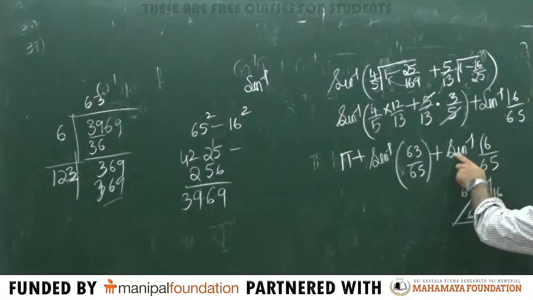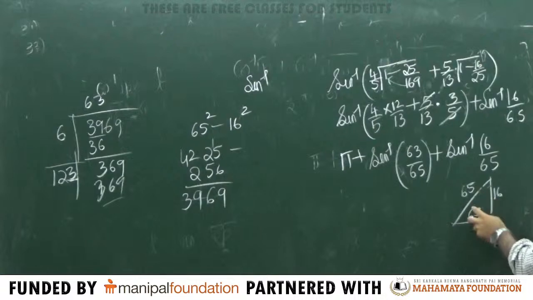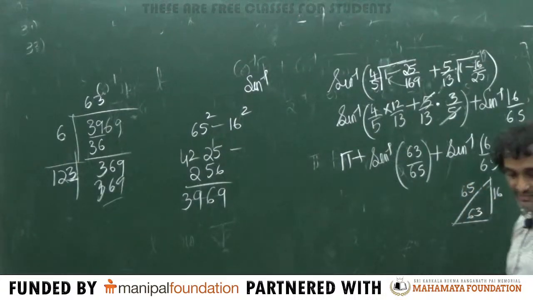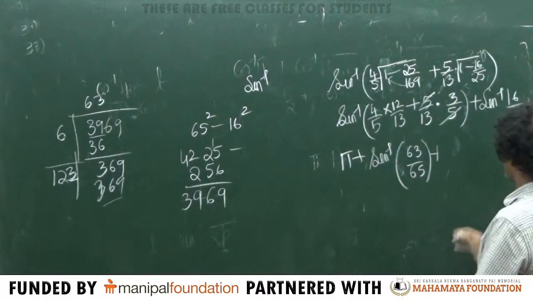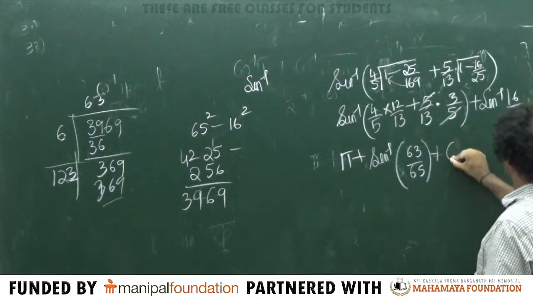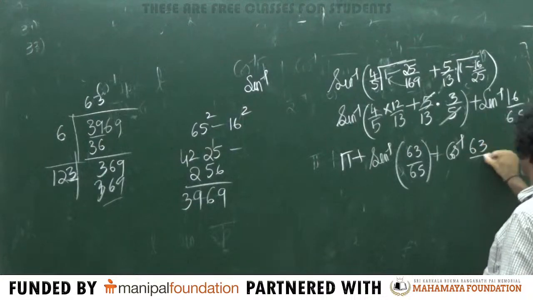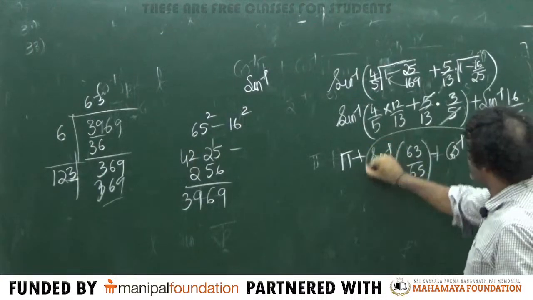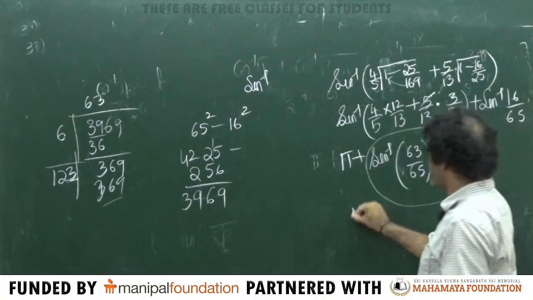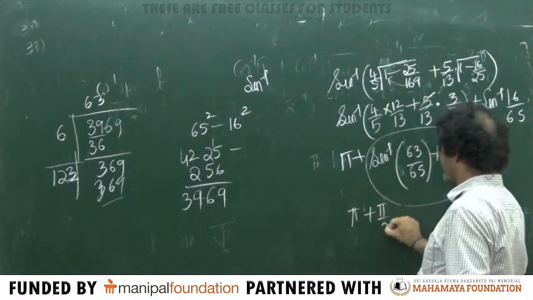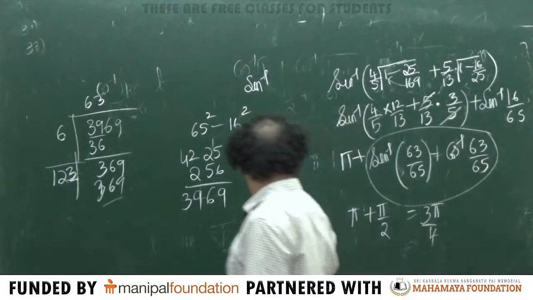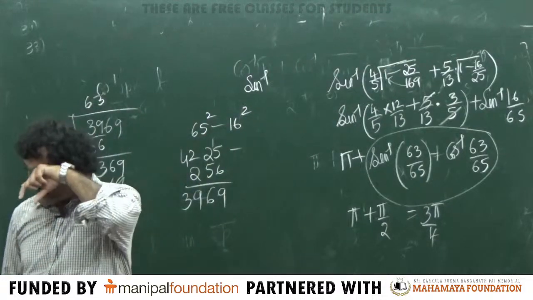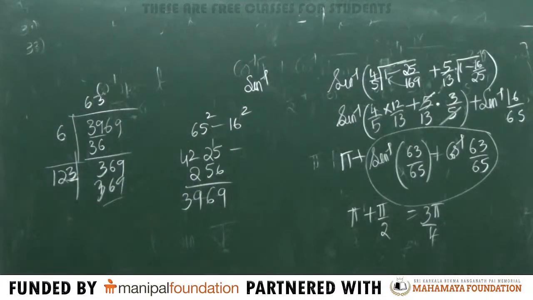So instead of sine inverse 16 by 65, can I write it as cos inverse adjacent by hypotenuse, 63 by 65? Are you getting it? No need of writing sine inverse. Here it comes cos inverse 63 by 65. Is the 2 summing up to pi by 2? So pi plus pi by 2, answer is 3 pi by 4. Is there an option? There is an option, right? Yeah. So answer is 3 pi by 4.